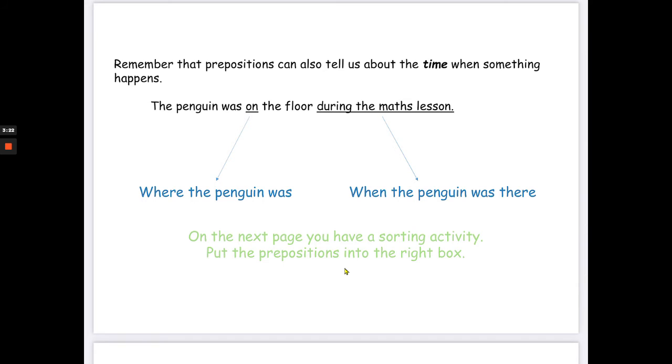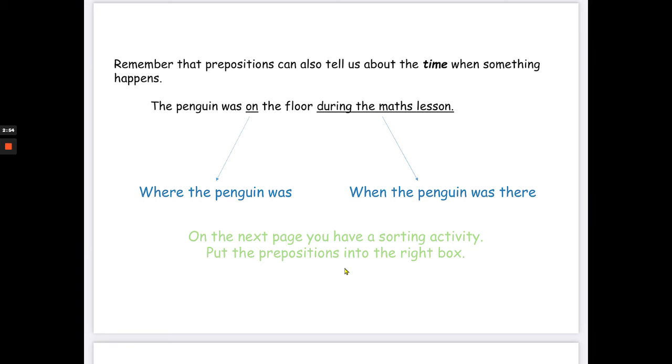Okay, if you've done that, let's just have a look at this page now. Prepositions can also tell us about the time when something happens. So if we look at this sentence, the penguin was on the floor during the maths lesson. We've got 2 prepositions in there. We've got the one that tells us where the penguin was. The penguin was on the floor, and it also tells us when it was there, during the maths lesson. So those are the 2 prepositions.